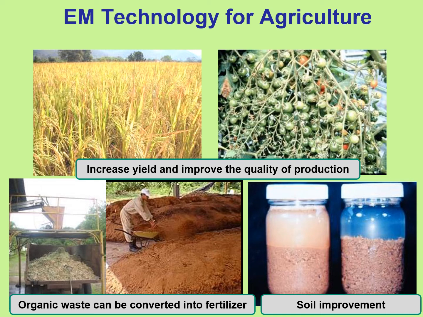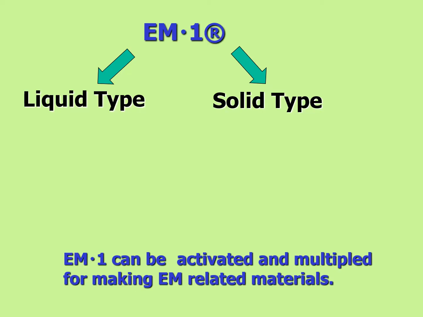EM technology for agriculture. EM technology increases yield and improves the quality of production. Organic waste can be converted into fertilizer and soil improvement. There are two types of EM, liquid type and solid type. Liquid types are EMAS and EM5. EMAS, EM activated solution, is used for crop production, for increasing yield and crop quality, and EM5 is meant for crop protection, to protect plants against pests and diseases.